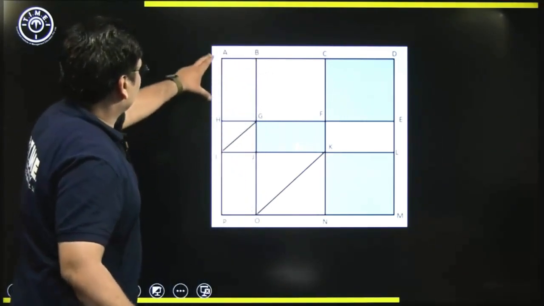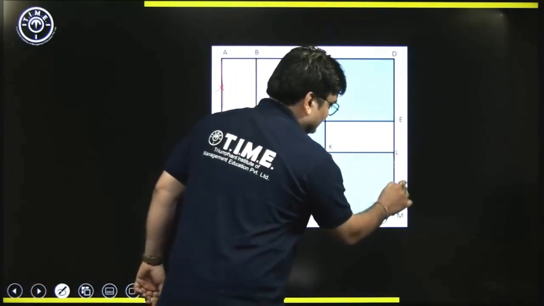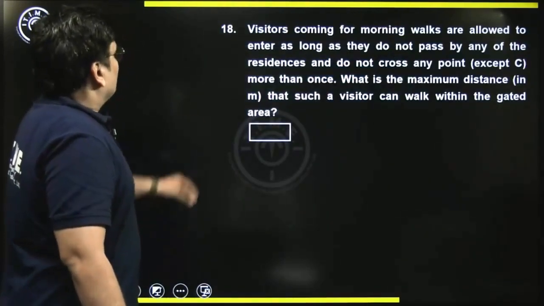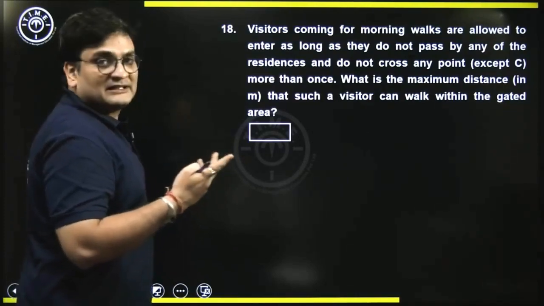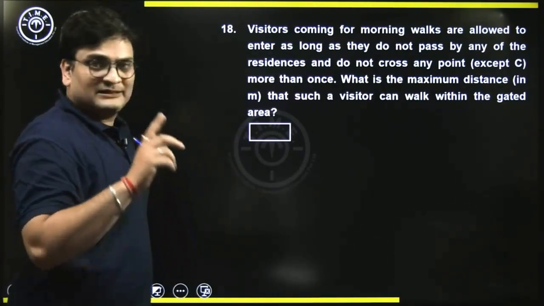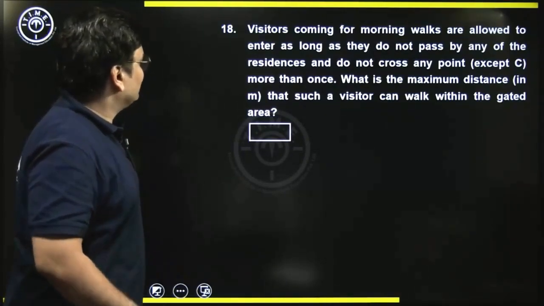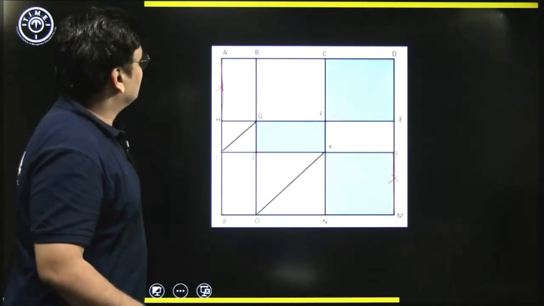We have the residences on AH, so they are not allowed here, and we have residences on ML, they are not allowed here also. And do not cross any point except C more than once. So similar condition like the previous, the point cannot be crossed multiple times. What's the maximum distance such that a visitor can walk within the gated area? What can be the maximum distance?